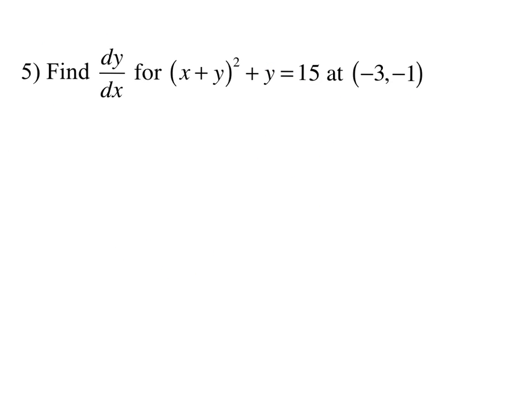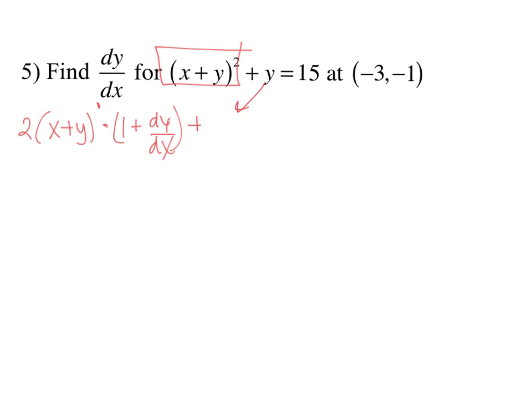Okay, for this next one, we're still deriving implicitly. Obviously, this is the implicit section. I see a chain rule here, so let's go slow. So 2 times x plus y, raised to the first, times the derivative of what's inside, which is a sum, so 1 plus dy dx. So d outer, which is 2 times x plus y to the first, multiplied by d stuff, which is 1 plus dy dx, plus the derivative of y, which is dy dx, equal to 0.